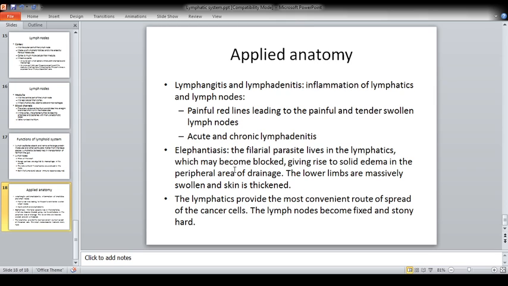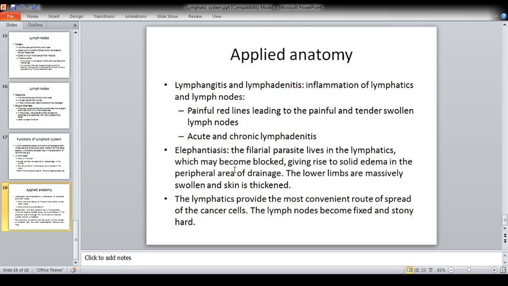So if there is lymphangitis, the lymphatic channel that is carrying the lymph and is inflamed would look like a painful red line that would end up in the lymph node. And if there is lymphadenitis too, that lymph node would also be swollen. It would be tender to touch. That is, if we try to feel that lymph node, it would be enlarged in size and it would hurt a lot.